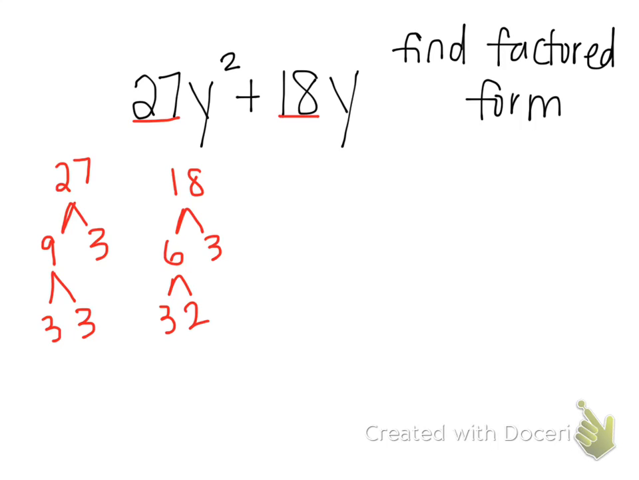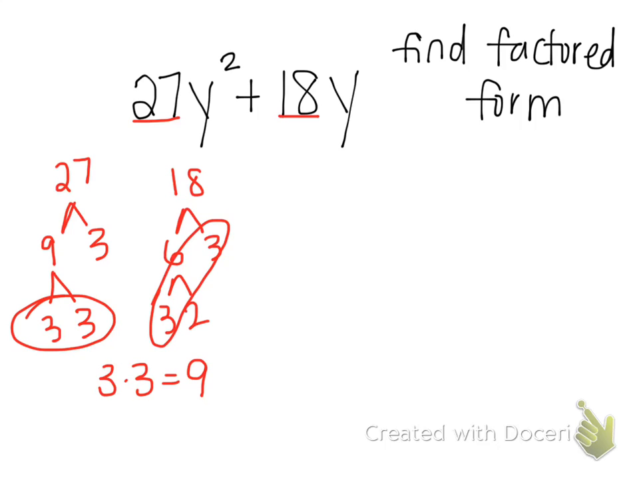So you look for common terms. So we have 2 3's and 2 3's. So the common term between 27 and 18 is 3 times 3, which is actually 9. So if we take that, and we also can take out a y squared from each one, because the variable is the same. So if we divide out a 9y and a 9y, we can go ahead and divide that out.